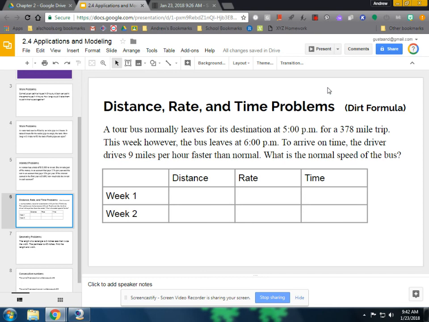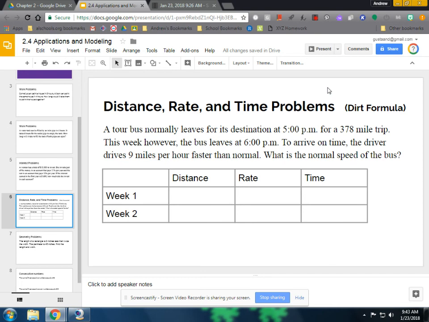So it needs to get there at the same time, though. So the driver drives 9 miles per hour faster than the normal speed and got there. We're assuming that he got there on time. So we want to know what's the normal speed of the bus. This is where we're going to use what's called the DIRT formula. Distance equals rate times time.